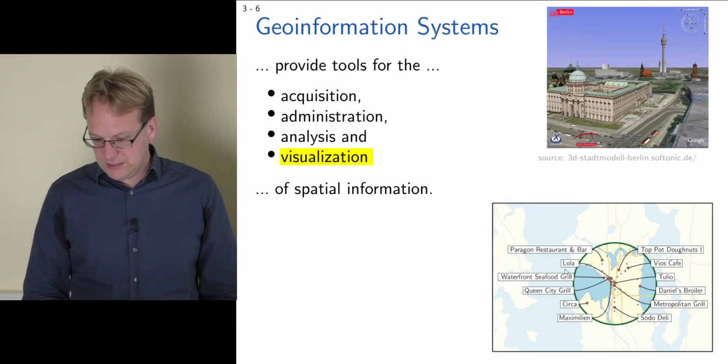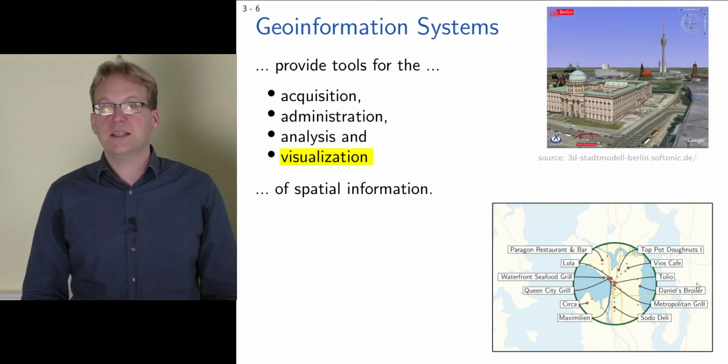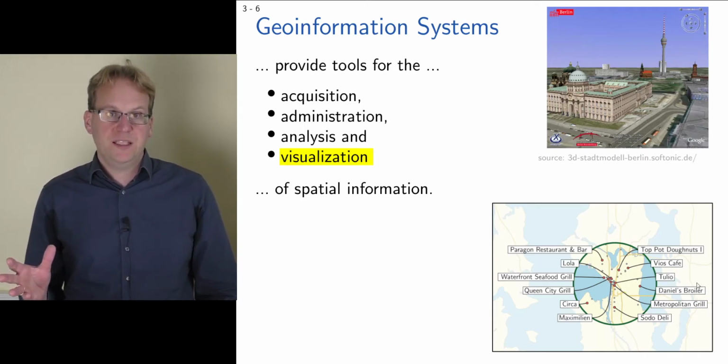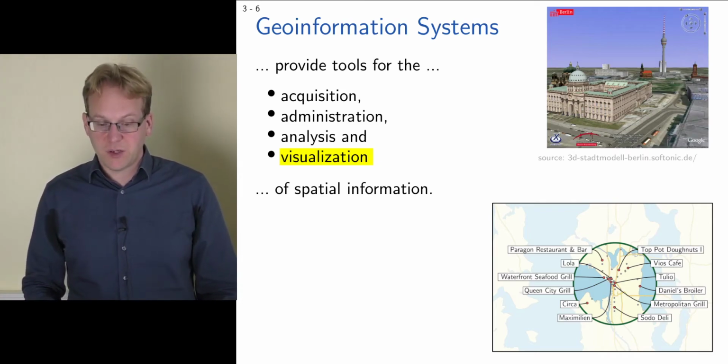So here you can see a certain labeling model where points of interest in this map are labeled with these text labels. Cartographic label placement is a problem we are working on in my working group here at the University of Bonn.